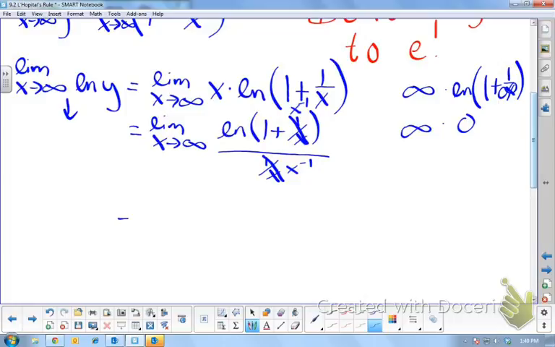So we take our derivative. Derivative of the outside. What is the derivative of ln? 1 over x. So 1 over the inside, 1 plus x to the negative 1, times the derivative of the inside. What's the derivative of the inside? Negative x to the negative 2. What rule did we just apply there? The inside, outside one.